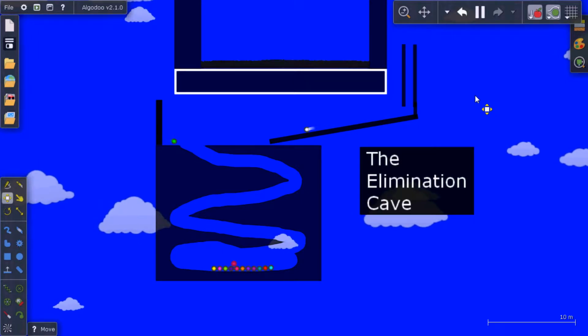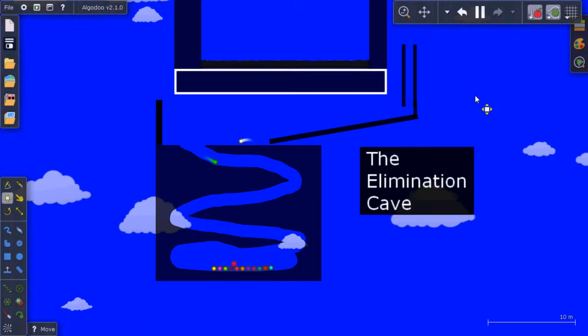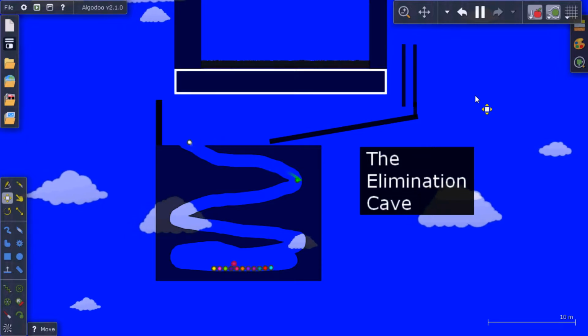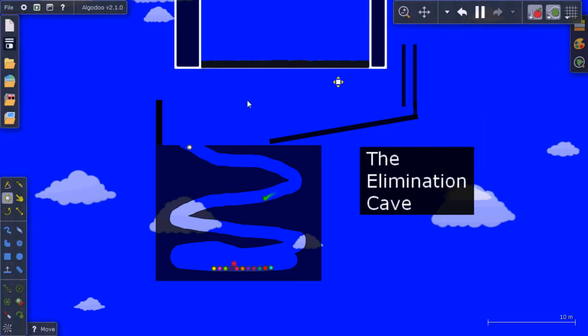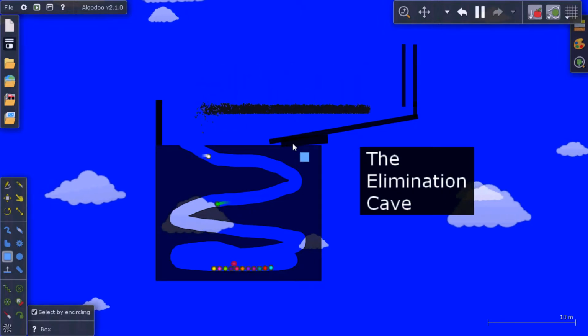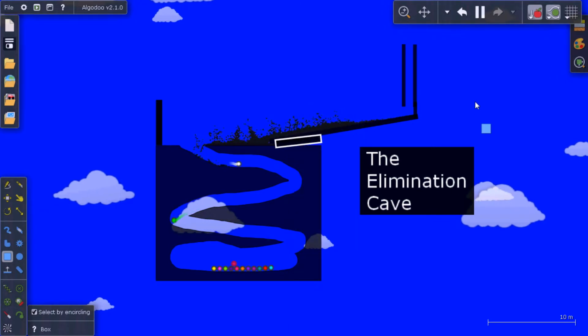Looks like Lime is going down the elimination cave. So, we're going to see what bargain we have here. So, we're going to have to erase that. That glued the background.